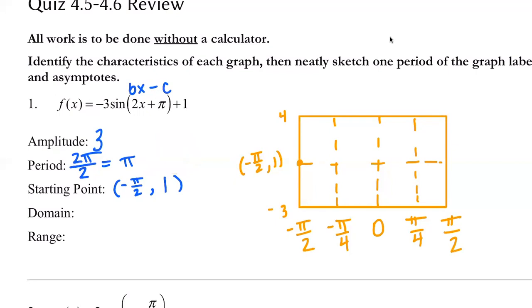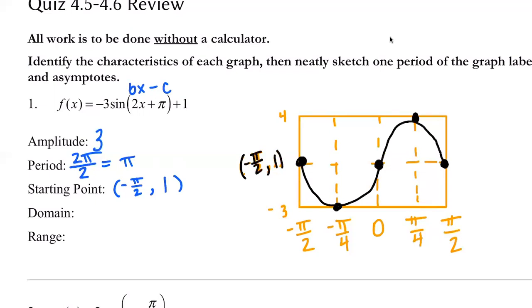Now, we're going to go ahead and draw in a sine curve that has been reflected. So we're going to use our quarter marks and we're going to go down first since our sine curve is reflected. We do want you to label these points. So here's negative pi over 2, 1.